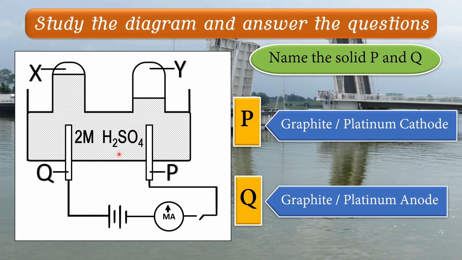We have our electrolyte. The electrolyte is 2 molar sulfuric acid, and at this terminal we have gas X, which has been discharged, and at this terminal there is gas Y, which has been discharged.